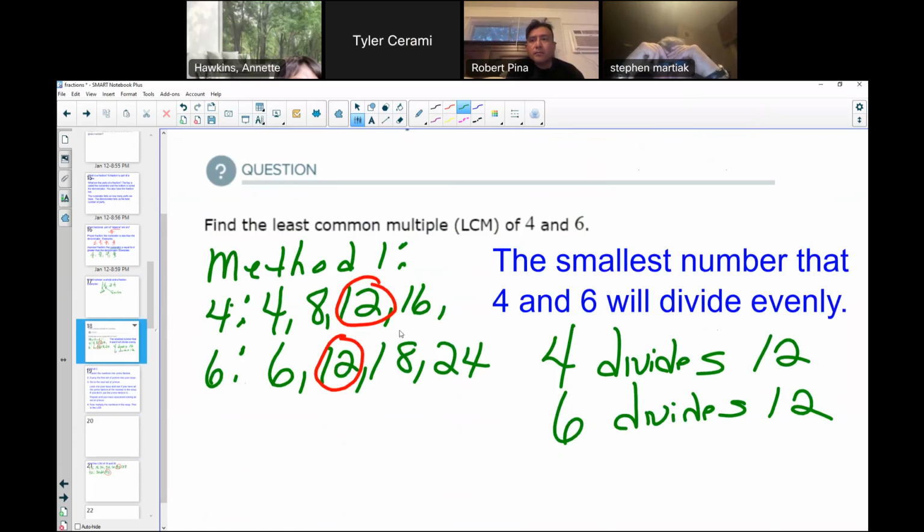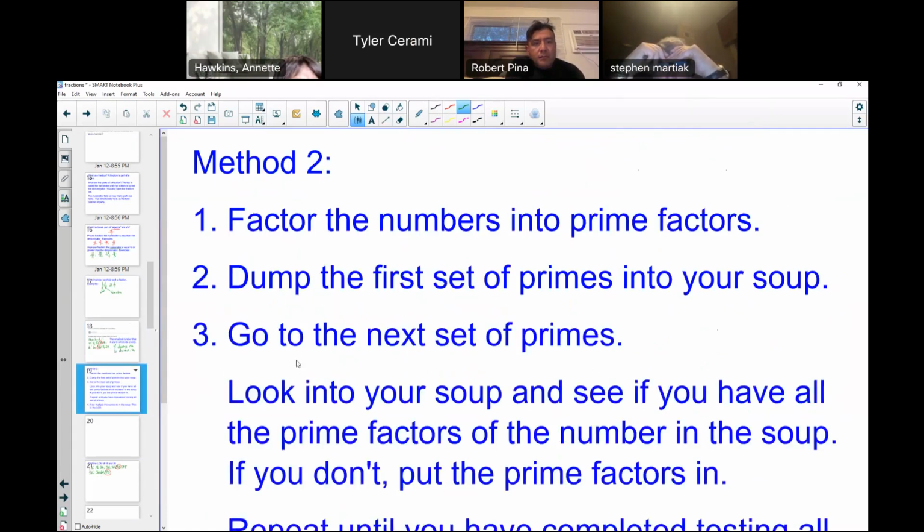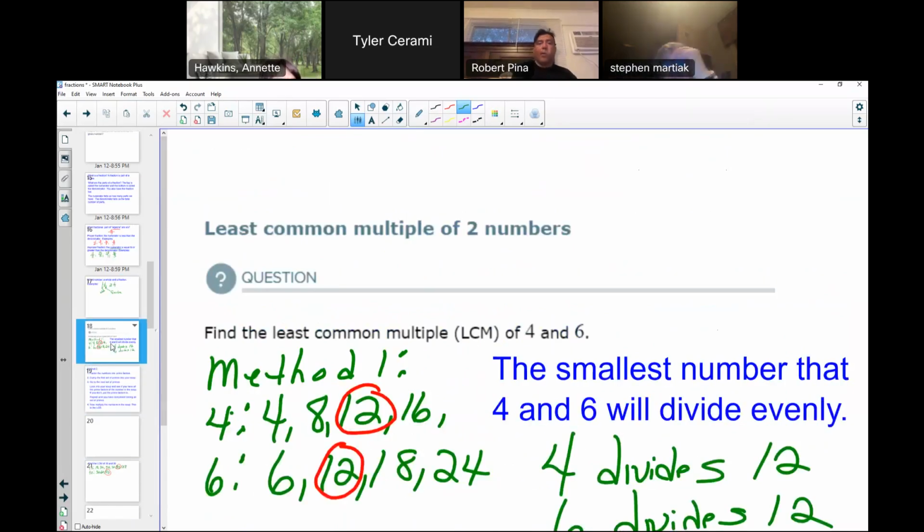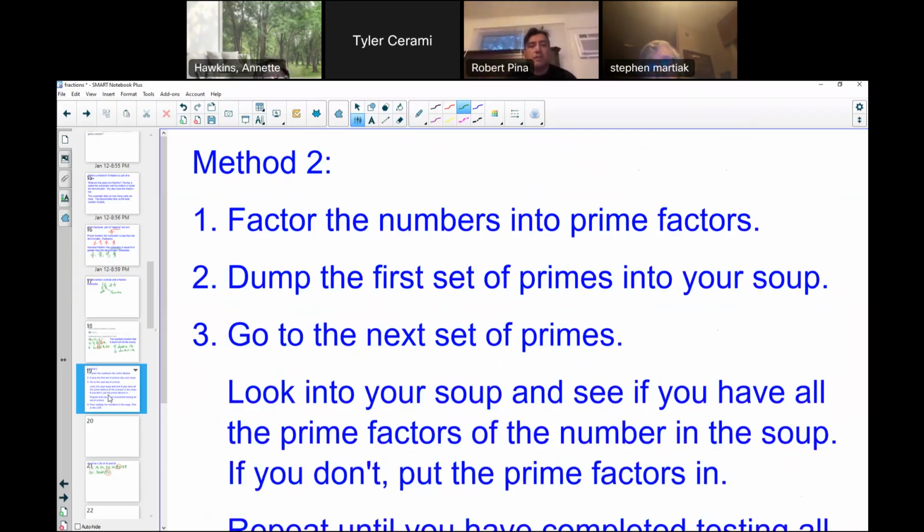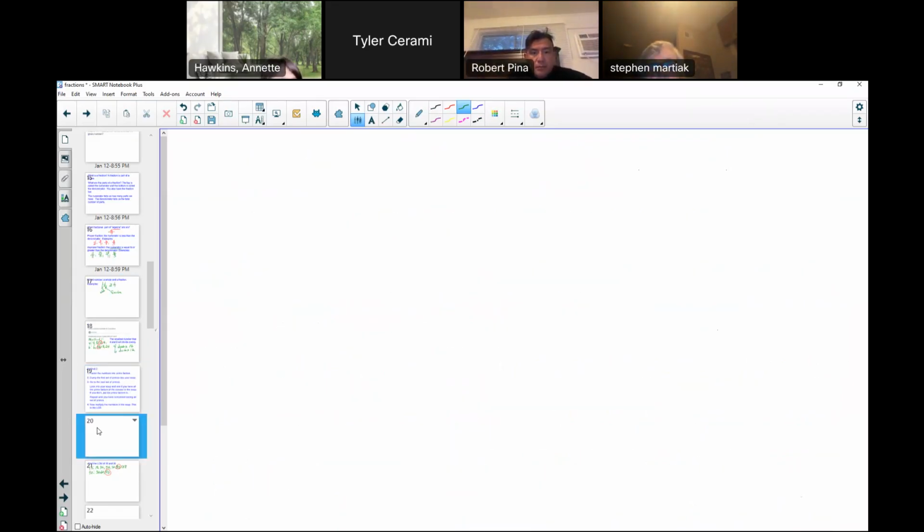Finding the least common multiple, just doing the multiple way. The other way is what I like to call the LCD soup. And what we do, we factor the numbers into primes and dump them into the soup, and then we go from there. So let me show you how this works. So the numbers are 4 and 6, and I call this the LCD soup. 4 and 6.